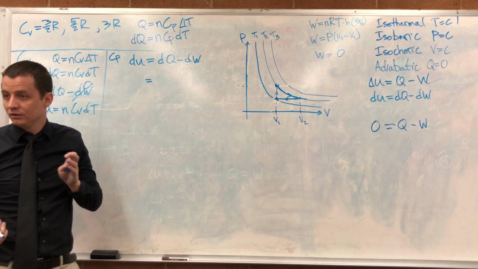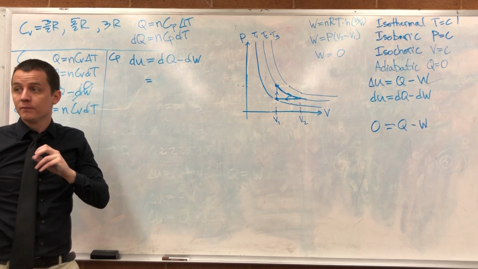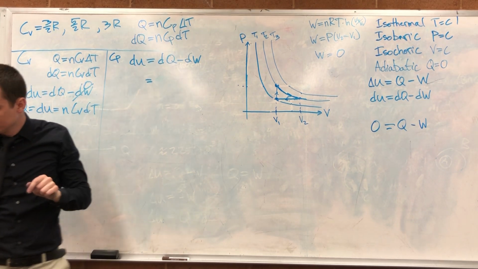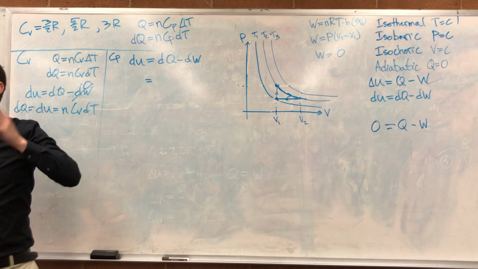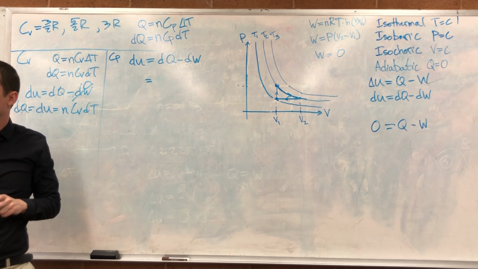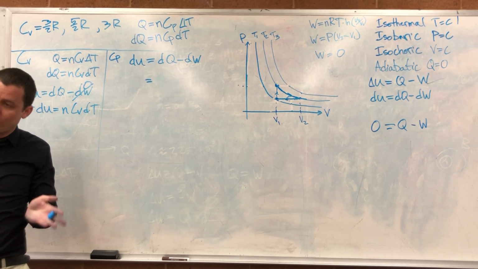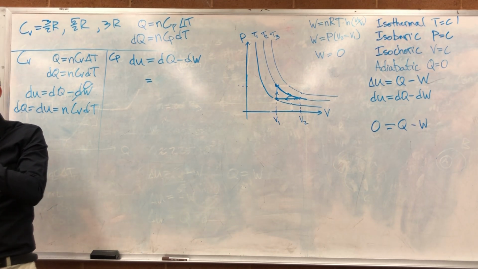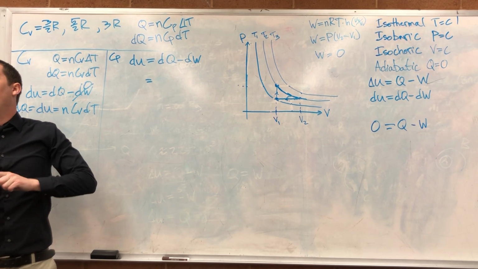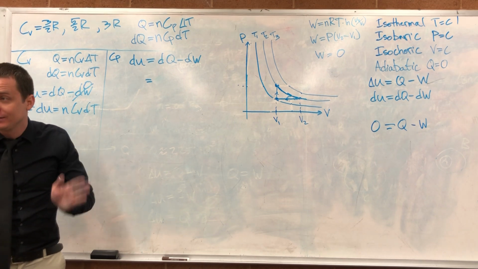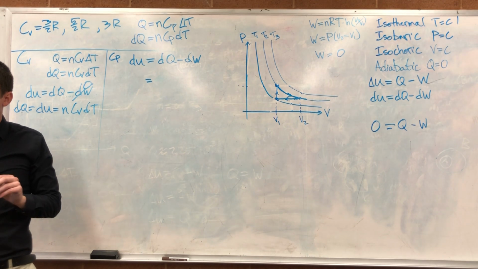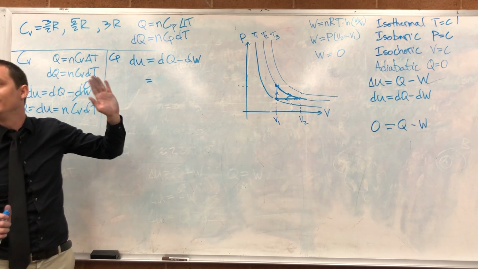You with me on that? Why is it the same? Same formula, different constant. Oh, so the constant varies. The constant changes. The constant for constant volume is different than the constant for constant pressure. The heat capacity for constant volume is smaller than the heat capacity for constant pressure. Yeah, and we showed that.